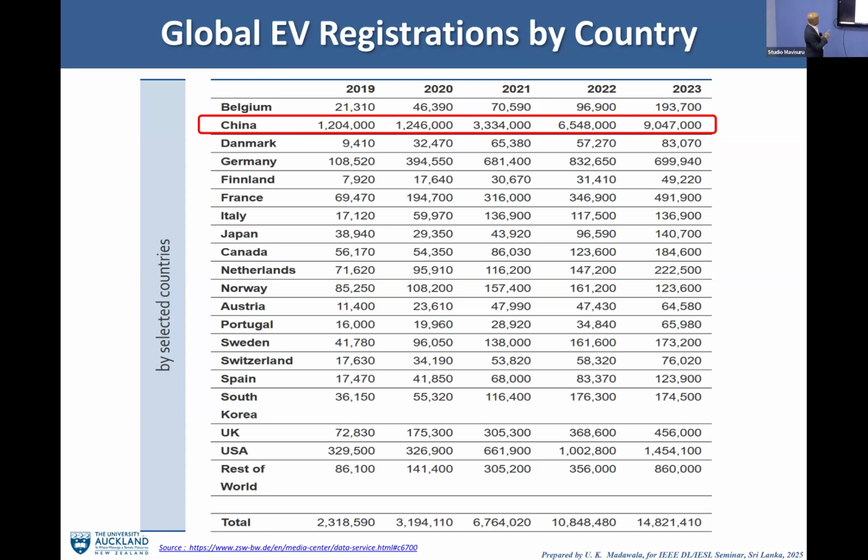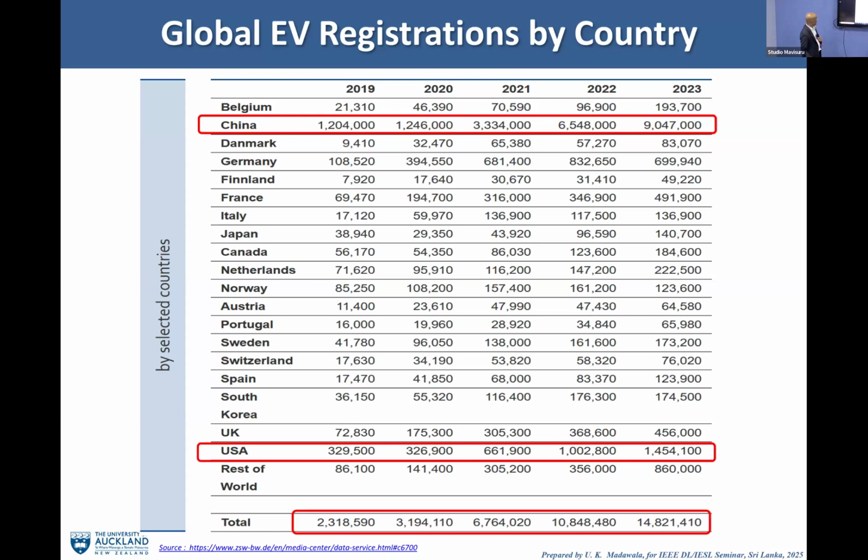So it is growing from 1.2 million in 2019 to 9 million in 2023. And then of course the next one is the USA. There you can see about 1 million to 1.4 million within 1 year, 2022 to 2023. So again, if you look at the total, 10 million to 14 million, a 4 million jump in EV registration within 1 year, that is last year.